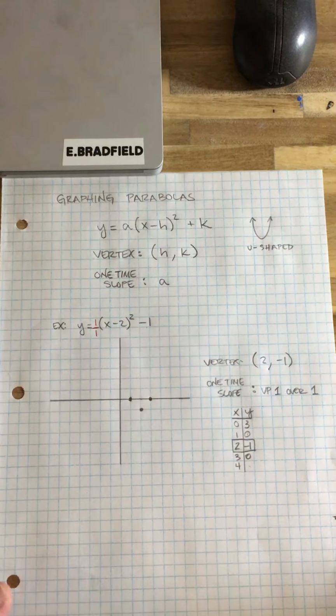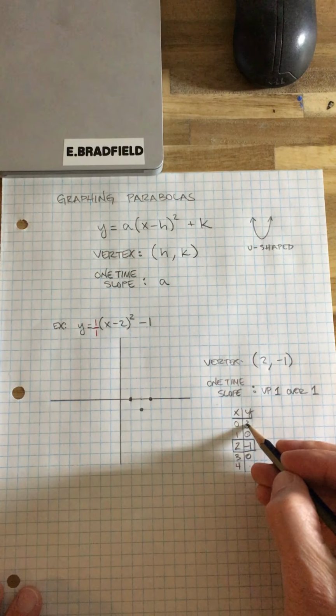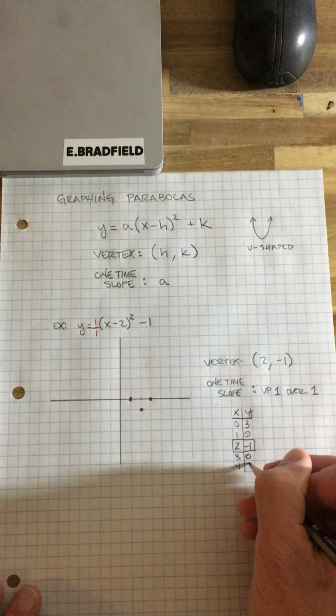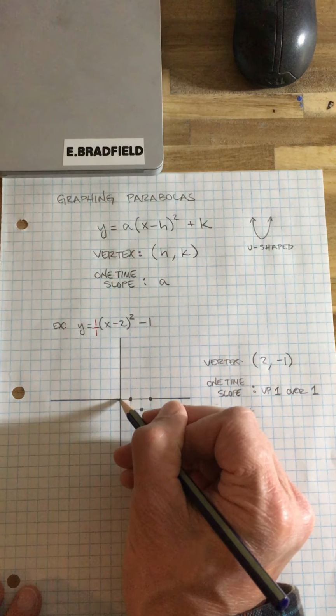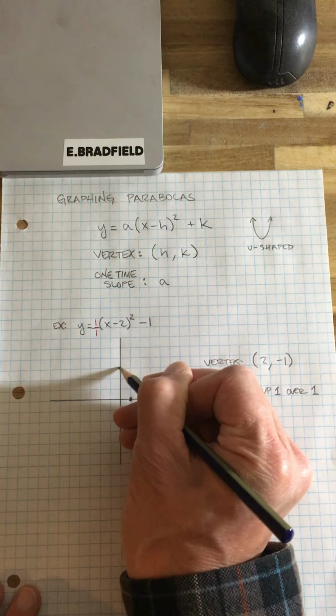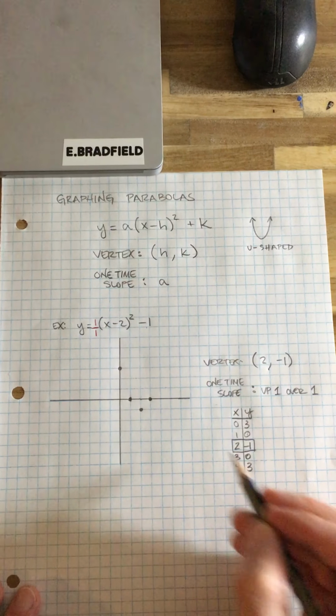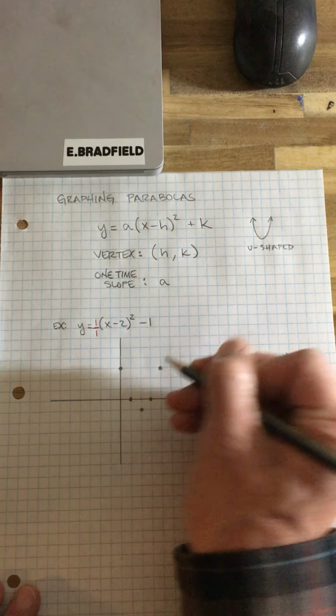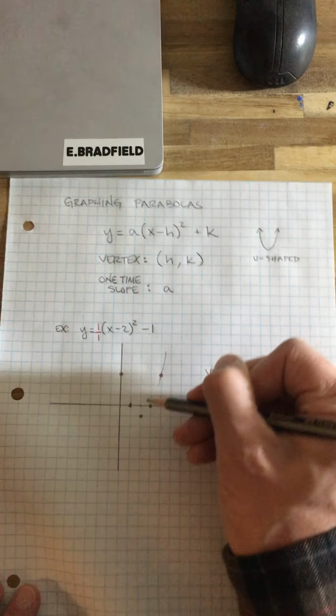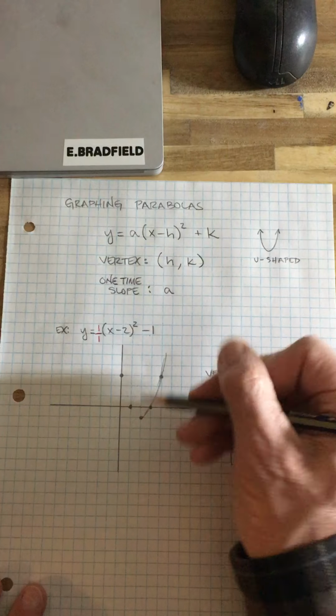Now I don't have to do any more work. Remember, this guy is going to match this guy, so this guy's 3. And now just plot those points. 0, 3. That's 0, 1, 2, 3. That's right there. And then 4, 3. So 1, 2, 3, 4, 1, 2, 3. That's right there. And here is my parabola. So you're just going to sketch that guy.